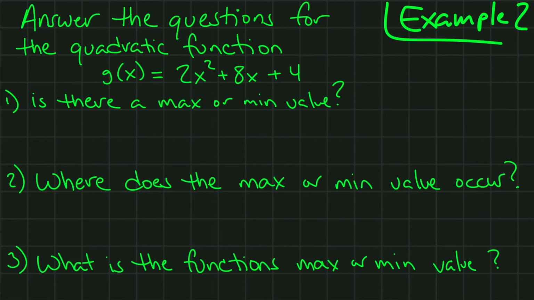All right, for example number 2, we have: answer the questions again for the quadratic function g of x is equal to 2x squared plus 8x plus 4. Is there a maximum or a minimum value? So again, we're going to label our a, b, and c. A is equal to 2, b is equal to 8, and c is equal to 4. So because a is positive, in this case, we're again dealing with a minimum.